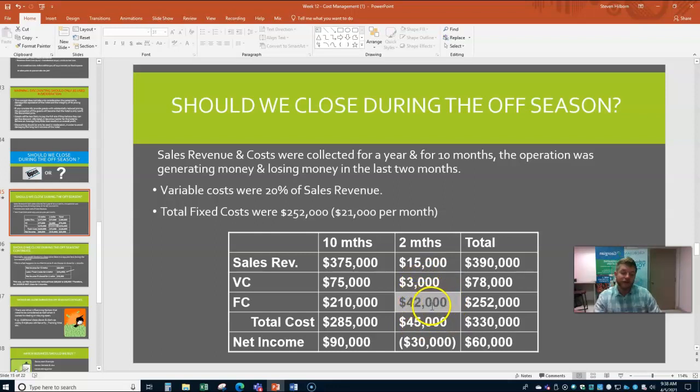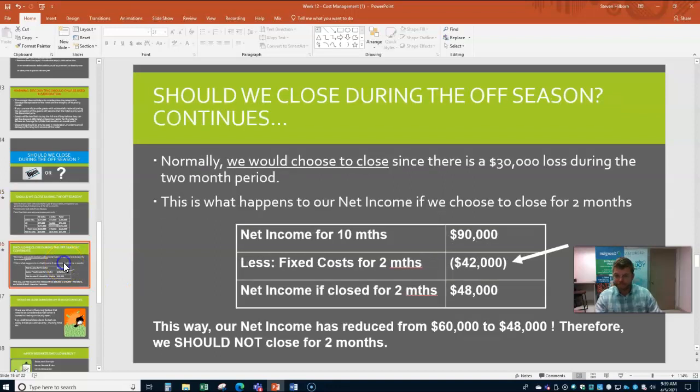Some of this variable cost you might have to pay depending if it's salaries, and you still want your employees, because most employees, if you say you have 2 months off, they might not come back. They still need to be paid. So you have to do a little bit more digging to understand if this is a good deal or not. Normally we would choose to close since there is a $30,000 loss during the 2-month period.